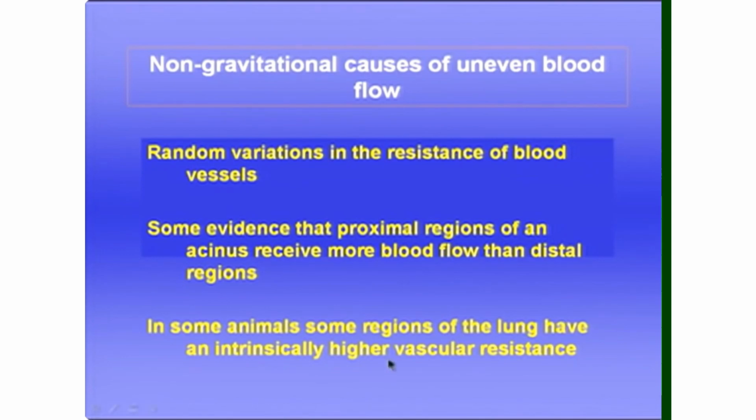And in some animal preparations, it's quite clear that some regions of the lung, for reasons that we don't fully understand, seem to have an intrinsically higher vascular resistance. So there are other reasons why the distribution of blood flow tends to be uneven.